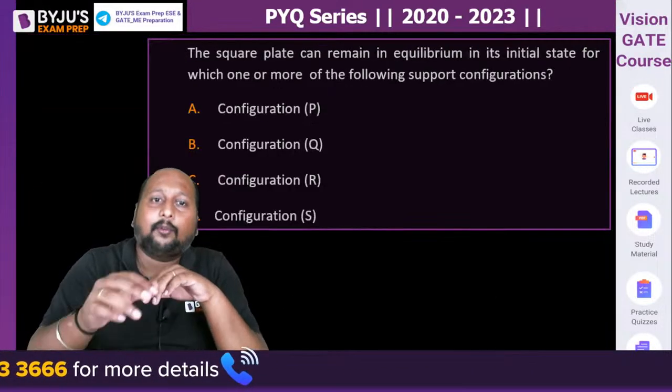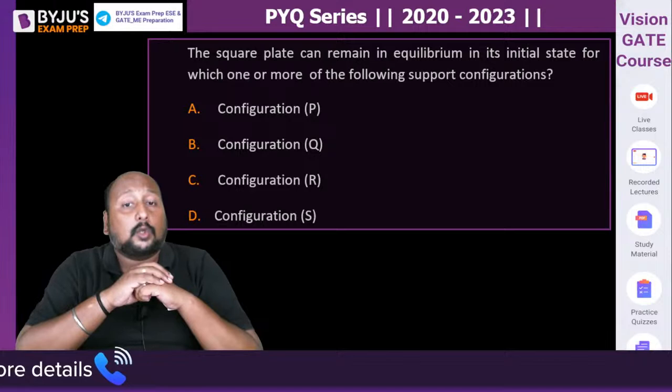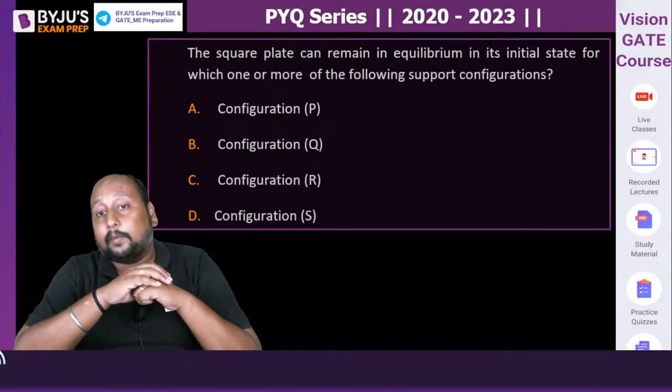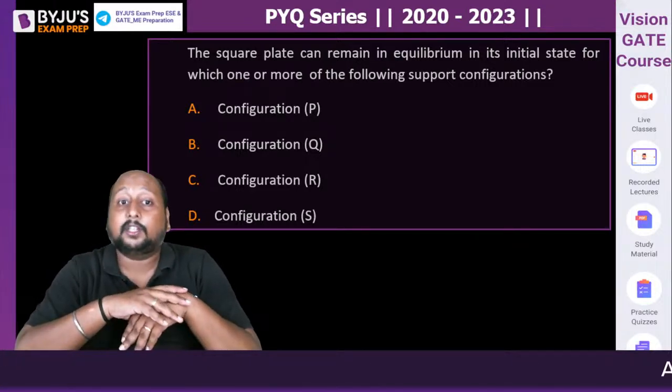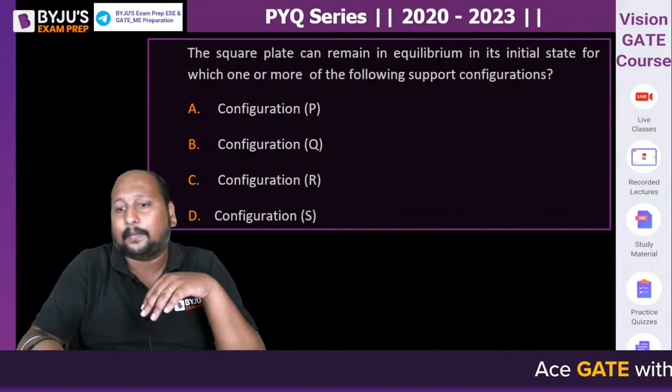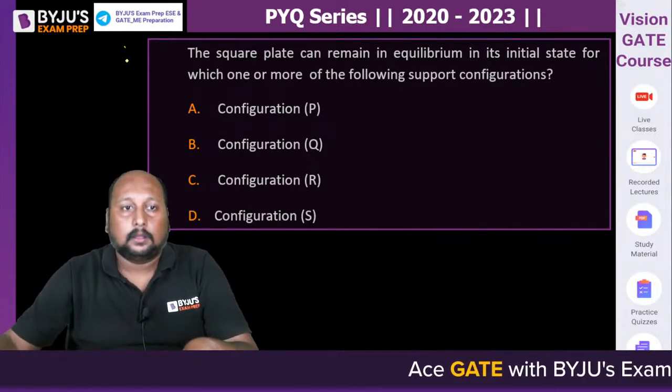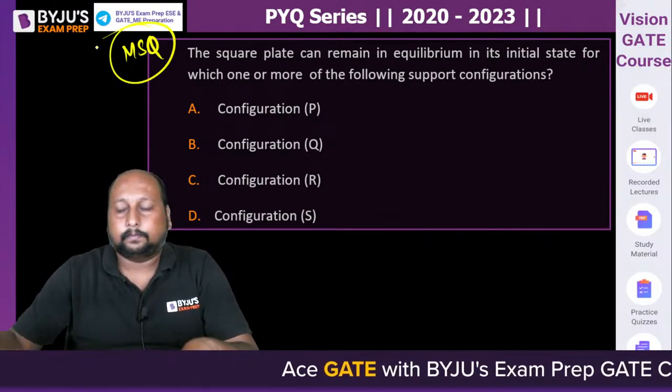So you have to tell me which of the square plate will remain in equilibrium in its initial state, for which one or more of the following configurations. This is an MSQ problem. MSQ question.